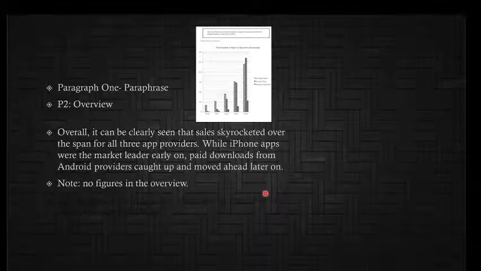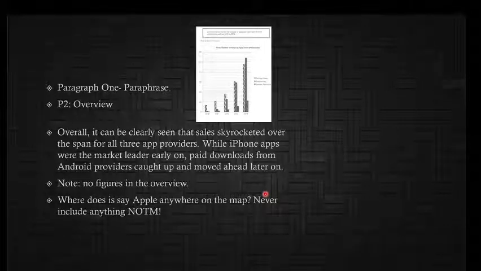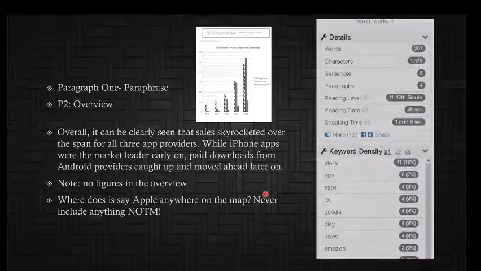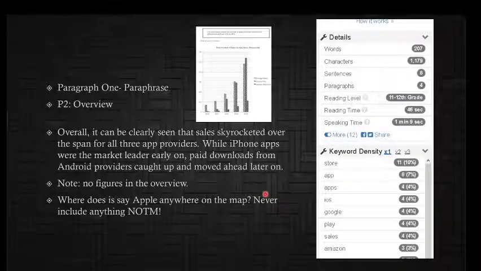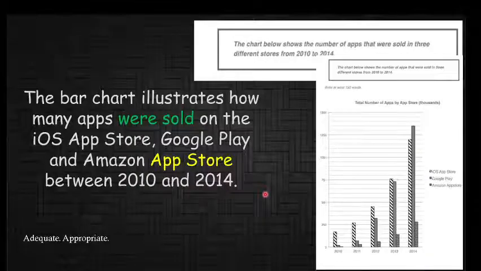Where does it say Apple? Anyway, I know, I just went over that. Okay. Wait, I have to push a button? Yeah, there it is. Okay, this is the screenshot from wordcounter.net, which tells us you wrote 207 words. Ooh, too much. And you used the word store 11 times. No, for you it's just on this paper.